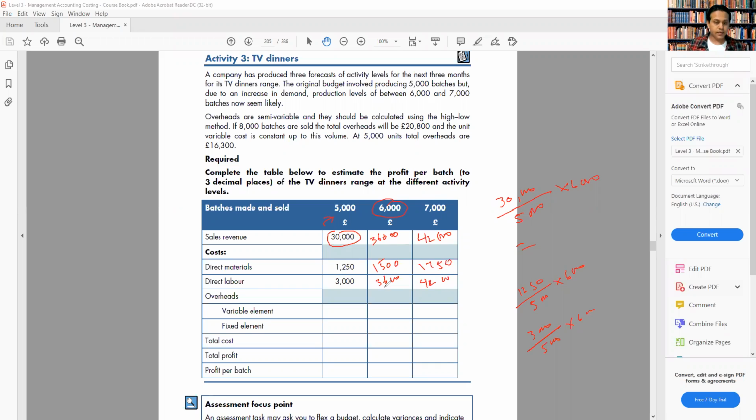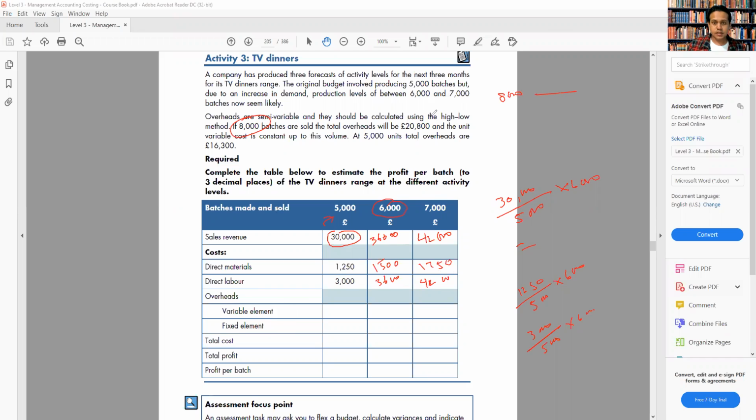4,200. Very well done. Now the tricky bit we have here, that is the overhead. The overhead, we have a variable, we have a fixed. So the question said use the high-low method. So I'm going to use that. I'm going to take the higher unit, that is 8,000.